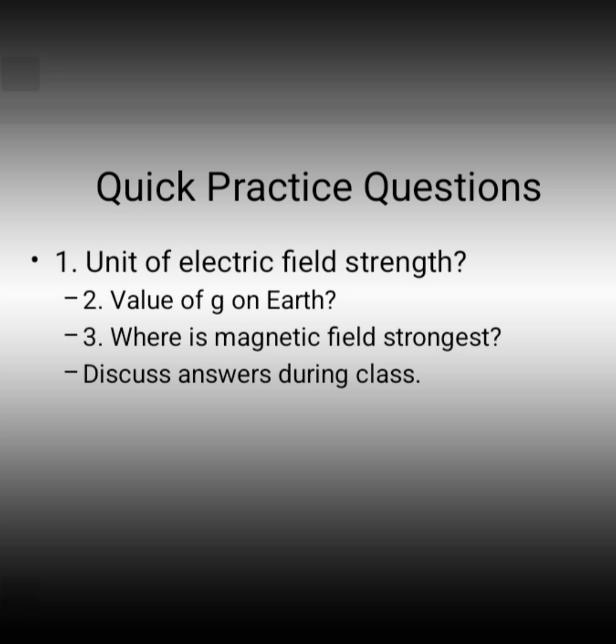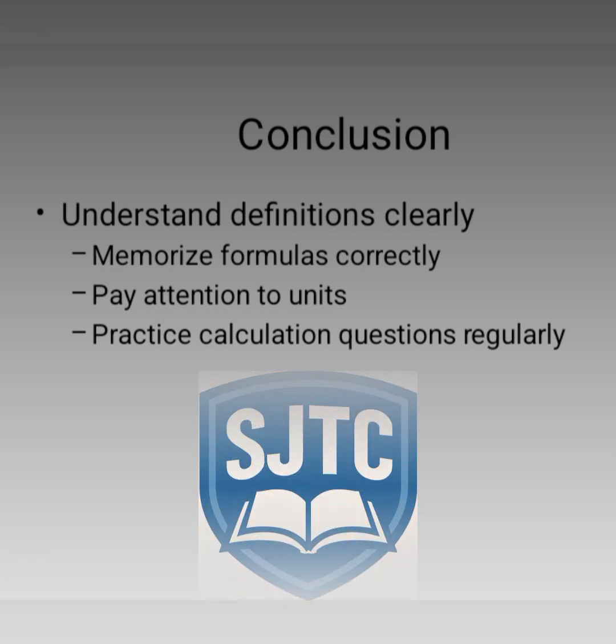However, let's take note of this. For quick practice questions, our mind should now focus on the unit of electric field strength, the value of small g on Earth, and where the magnetic field is strongest, that is the location where the magnetic field will be strongest. Remember, we have explained that it is at the pole. Also, we'll discuss the answers during class. However, whatever question you have, you can forward it for more clarity.